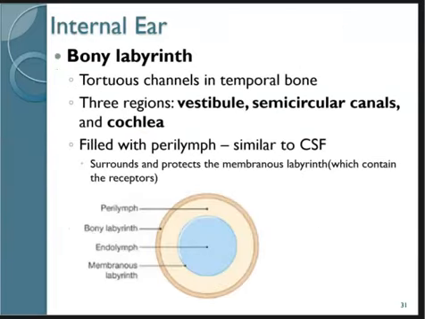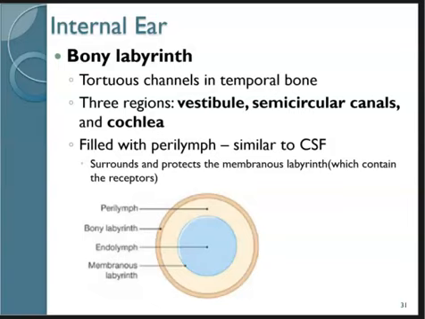Next, what I want to talk about is how our inner ear is a labyrinth. So it's like a little maze. It's called a bony labyrinth. I won't go into a lot of detail about it, but this is found in all three of our inner ear components: the vestibule, which is the utricle and saccule, as well as the semicircular canals and cochlea.